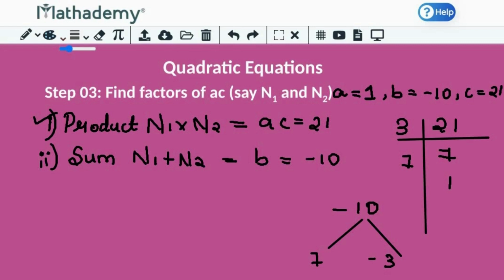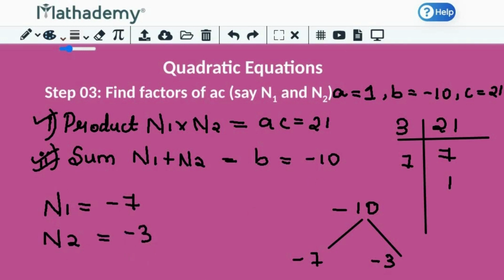Now let this 3 be plus and let me assign this negative sign to 7. So minus 7 plus 3 will give me minus 4. Again it is not minus 10. Let me give the negative sign to both the factors. Minus 7 minus 3 gives me minus 10. So my second condition is also satisfied. This implies that my value of n1 is minus 7 and my value of n2 is minus 3.